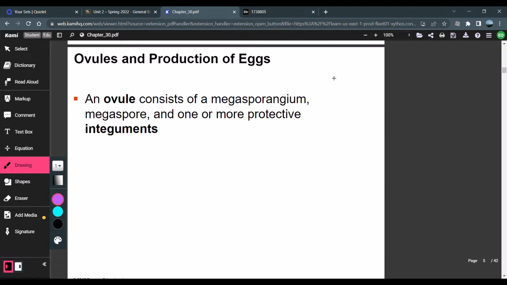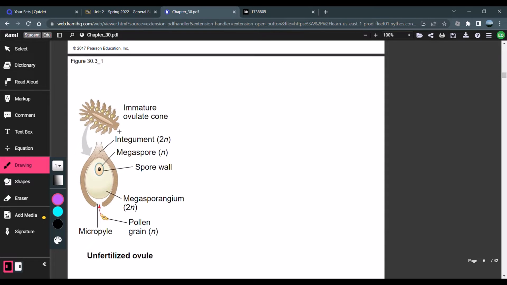So the ovule consists of a megasporangium. The megasporangium makes megaspores, and those megaspores contain the female gametophyte. So it consists of a megasporangium, megaspore, and one or more protective integuments. So this is the megasporangium. The micropyle is the opening to the megasporangium. Then we have the integument. Think of this as a shell. The spore wall is just the wall around the megaspore.